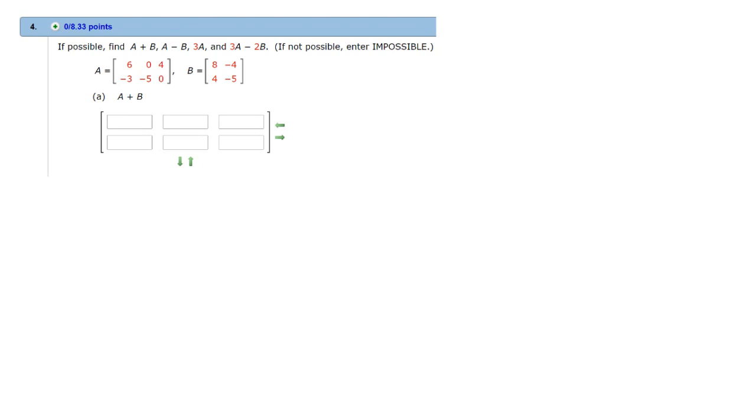But before we do that, is it possible? In order for us to add matrices together, they have to have the same dimensions. So if I look at matrix A, it has 2 rows, so the size of A is 2 rows by how many columns? 1, 2, 3. 3 columns. Now let's look at B. Okay, B also has 2 rows. But how many columns does matrix B have? It only has 2 columns.